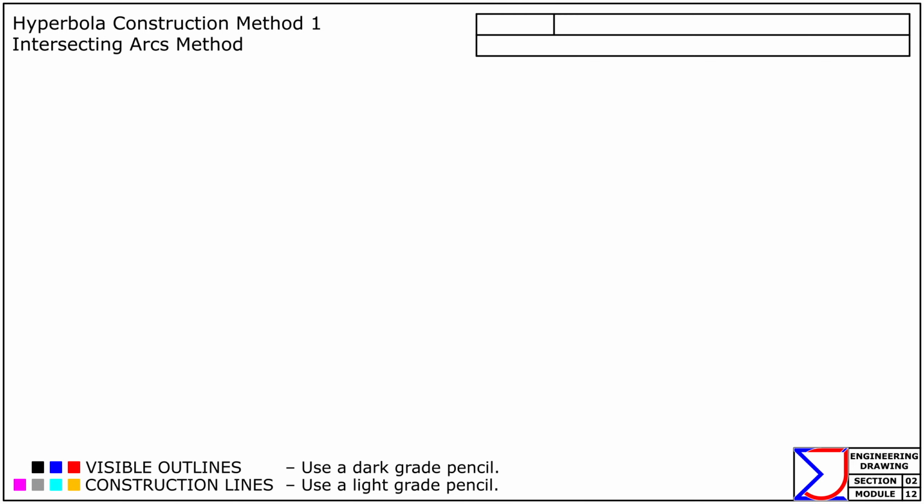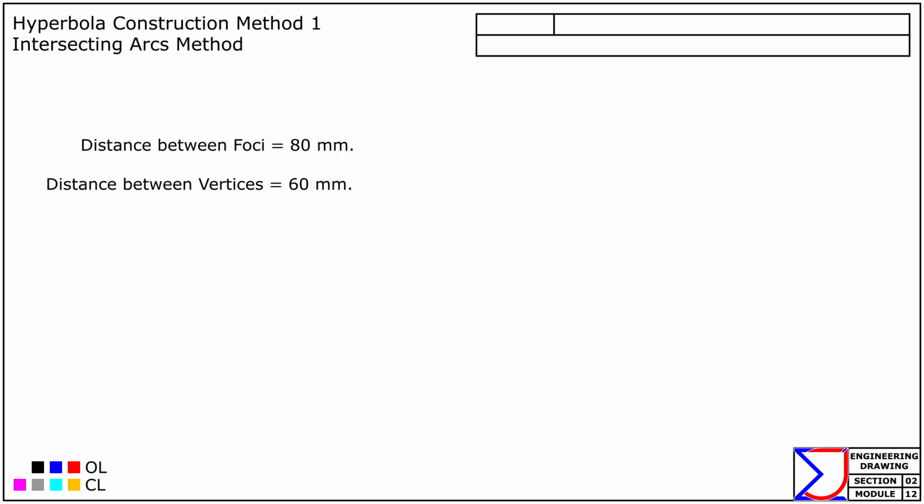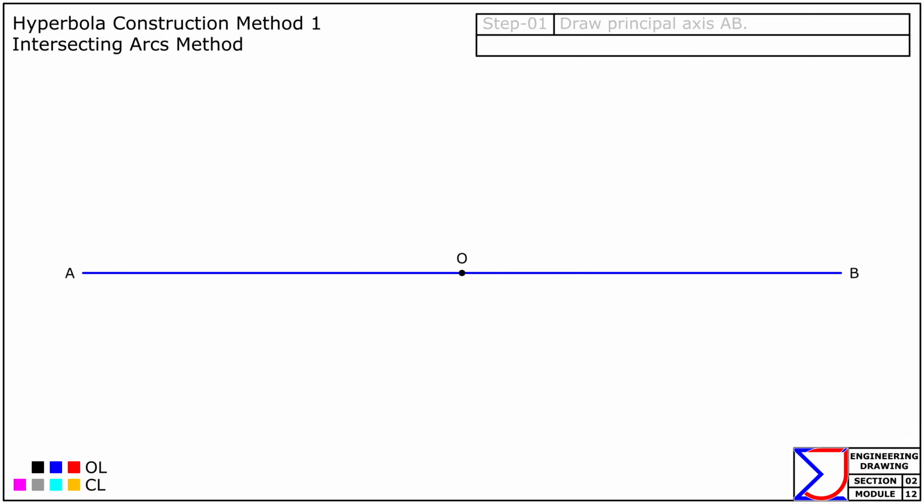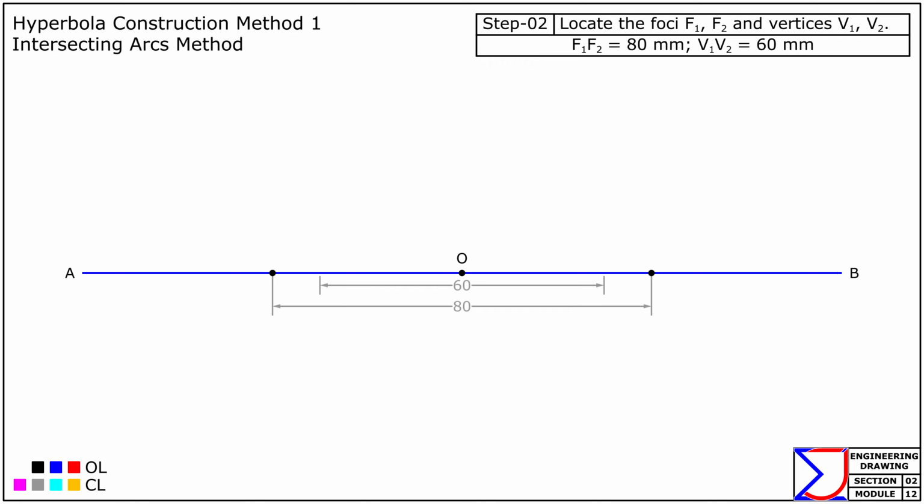Let's start with the intersecting arcs method to construct the hyperbola, having a distance between foci of 80 mm and a distance between vertices of 60 mm. First, draw the principal axis, AB, and mark its midpoint, O. Next, position the foci, F1 and F2, on AB, such that the distance between them, F1F2, equals 80 mm. Also, mark the vertices, V1 and V2, on AB, such that the distance between them, V1V2, equals 60 mm. Ensure symmetry about the midpoint, O.